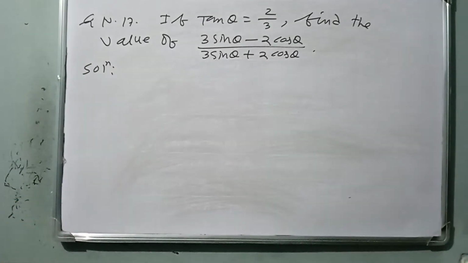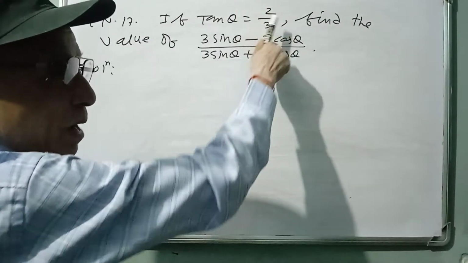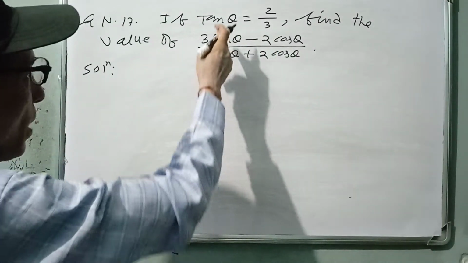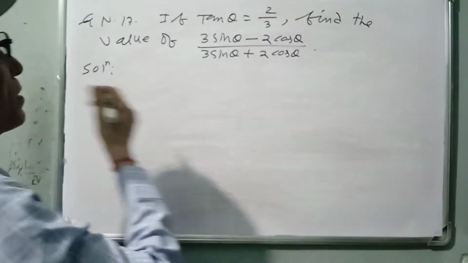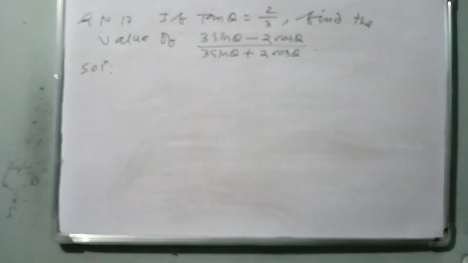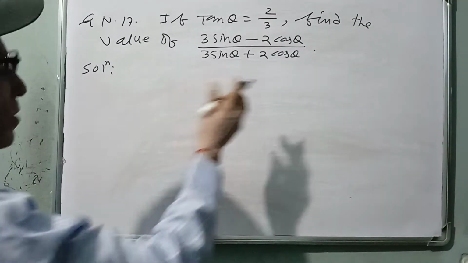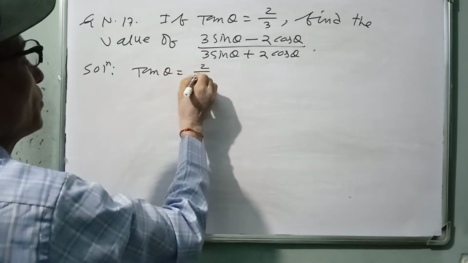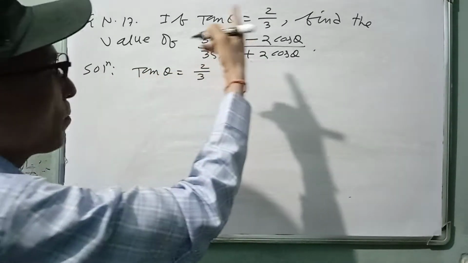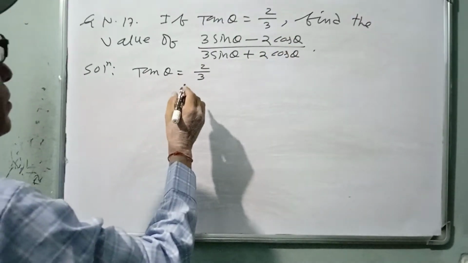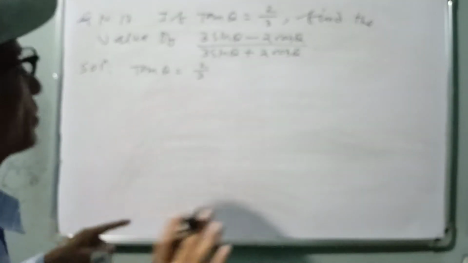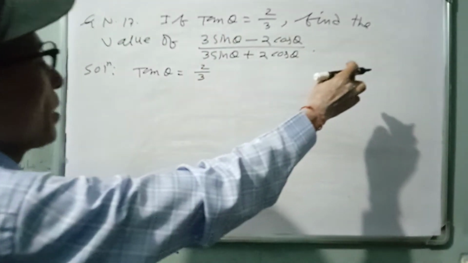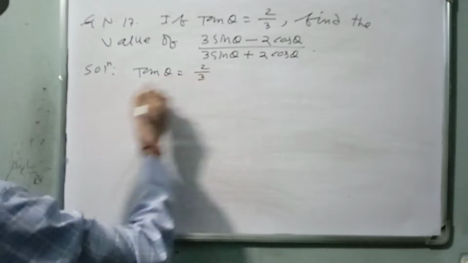There are two ways: tan theta is p by b, find h and use the value; or tan is sin by cos, dividing numerator and denominator by cos theta. Given is tan theta equals 2 by 3. We have to find the value of this. First way is p by b, find h and use the value. Second method, directly.